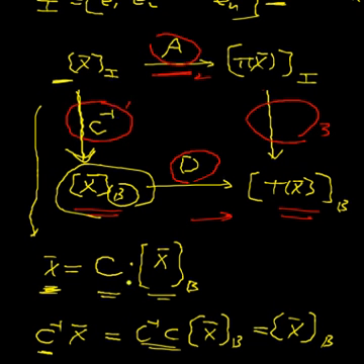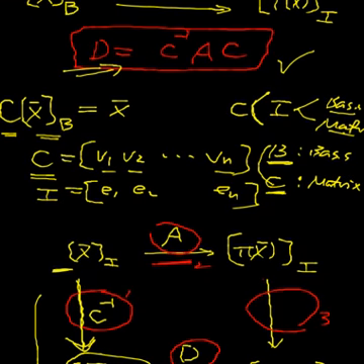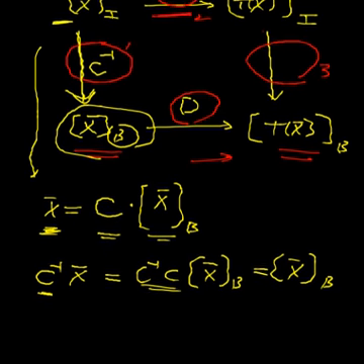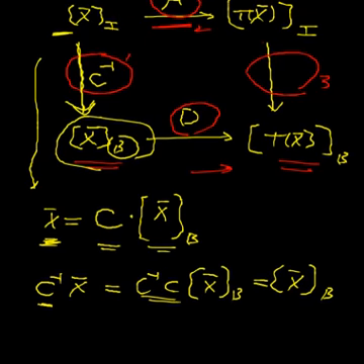And C is what? The column vectors of those basis vectors. So we get the C inverse. We know how to get C, right? So again, it is clear that we get the same C inverse here.